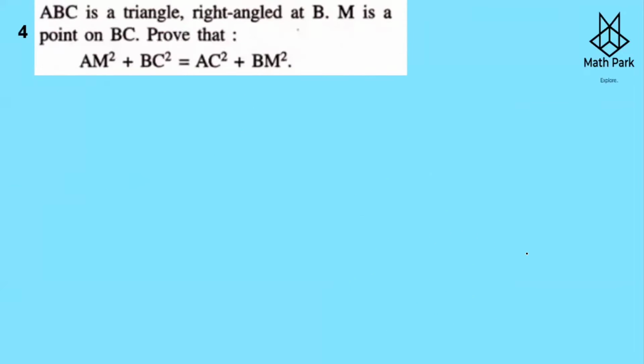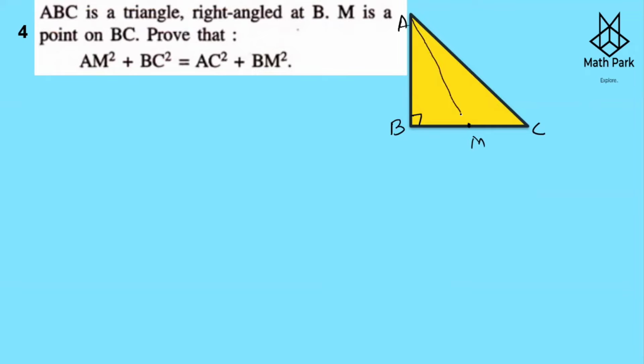Got it? Moving to question number 4. ABC is a triangle right angled at B. So let us have a triangle here. And M is a point on BC. So there is a point M on BC. You have to prove that AM square plus BC square is equal to AC square plus BM square. So let us join AM. So M is any point on BC. So let us target AM square. So let us start with the proof.